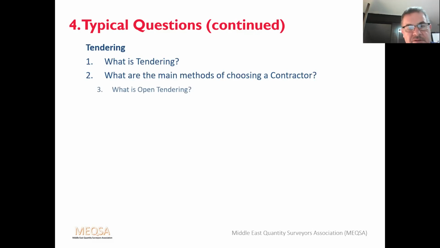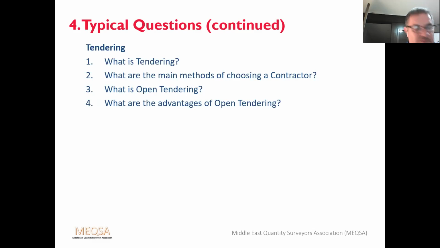Then they may go on to ask, what is open tendering? Well, open tendering is an indiscriminate request for tenders. It could be like an advert placed in a local paper, if a tender is wanted for a contract, inviting contractors. It will give the characteristics of the work, and it usually requires a deposit to be placed to discourage time wasters, basically.